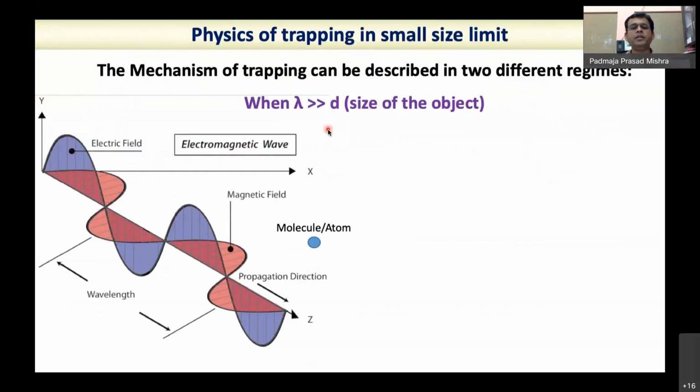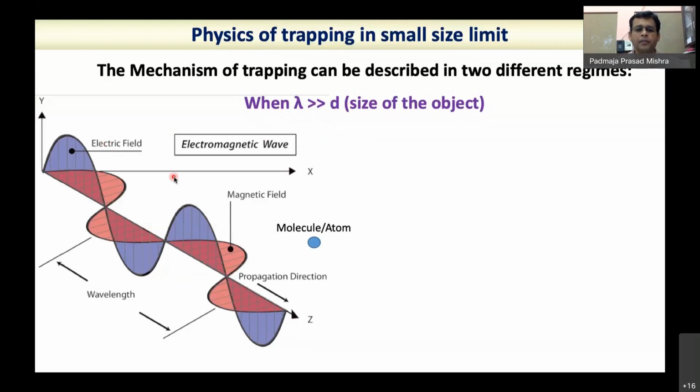Why these particles are being sucked into the area where the intensity of the light is more can be explained in two reasons. I've divided it into two reasons. One is if the wavelength that we are using is much larger than the diameter of the object, or the second reason, which I will explain later, if the wavelength is smaller than the diameter of the object. Let's consider the first case, where the wavelength of the light is much bigger than the object that has been trapped or held by the light.